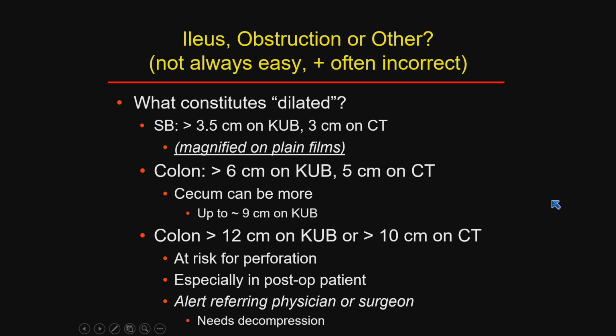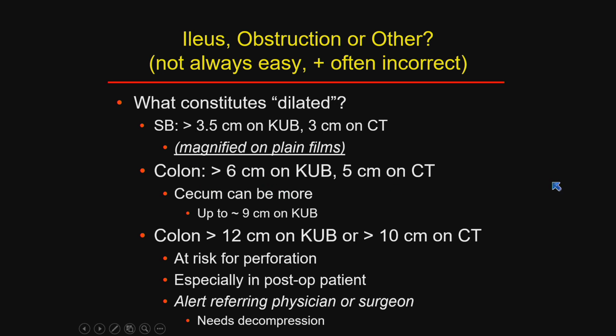Well, we know that the patient probably has an ileus or obstruction or something else accounting for the dilated bowel, but it's not always easy, and our diagnoses are often not correct. So what constitutes dilated? On a plain film, small bowel, 3.5 centimeters or more in diameter, and less on CT. Now, CT is actually the more accurate measure of the degree of dilation, but many of you learned during residency figures for what constitutes significant dilation that are almost all based on plain film criteria, which can be a real problem. Plain films are magnified.